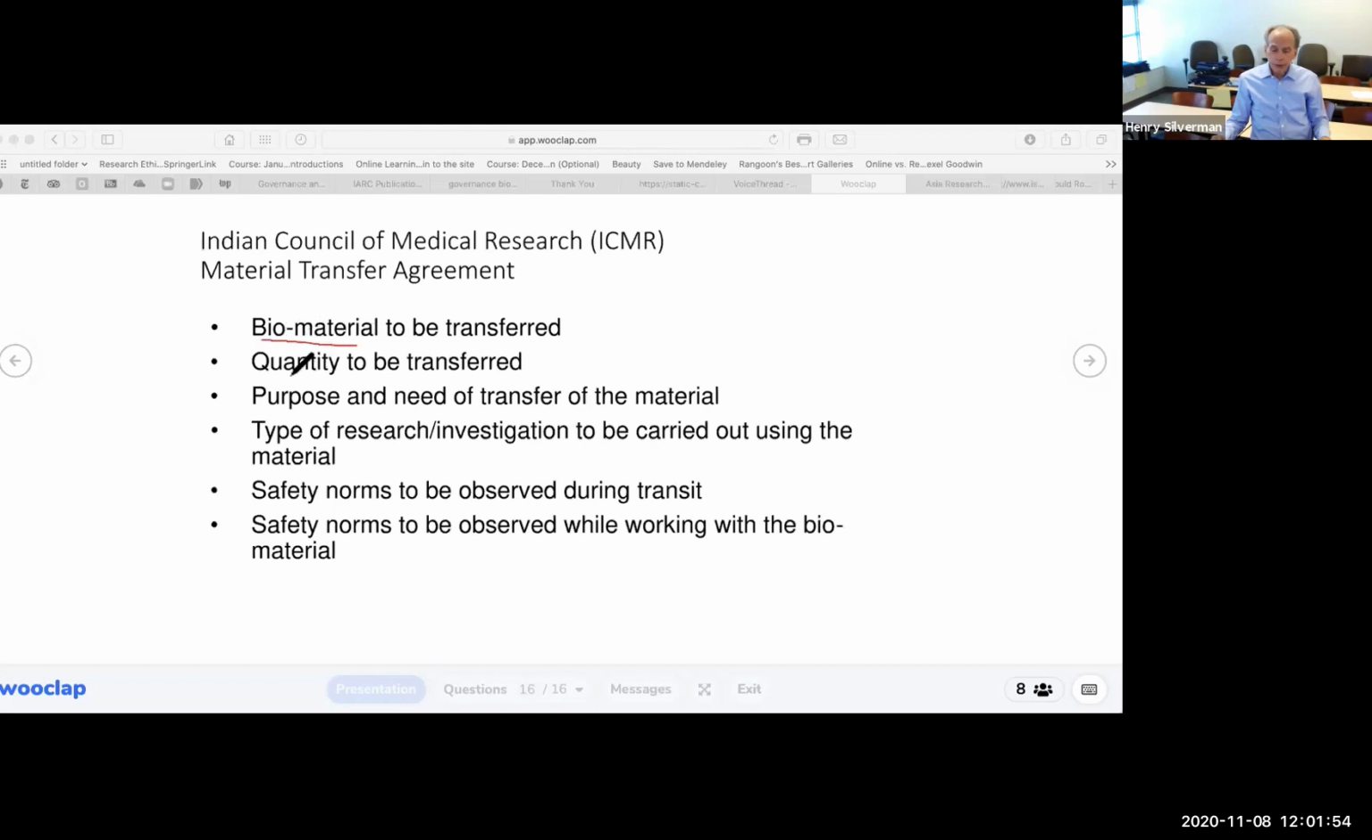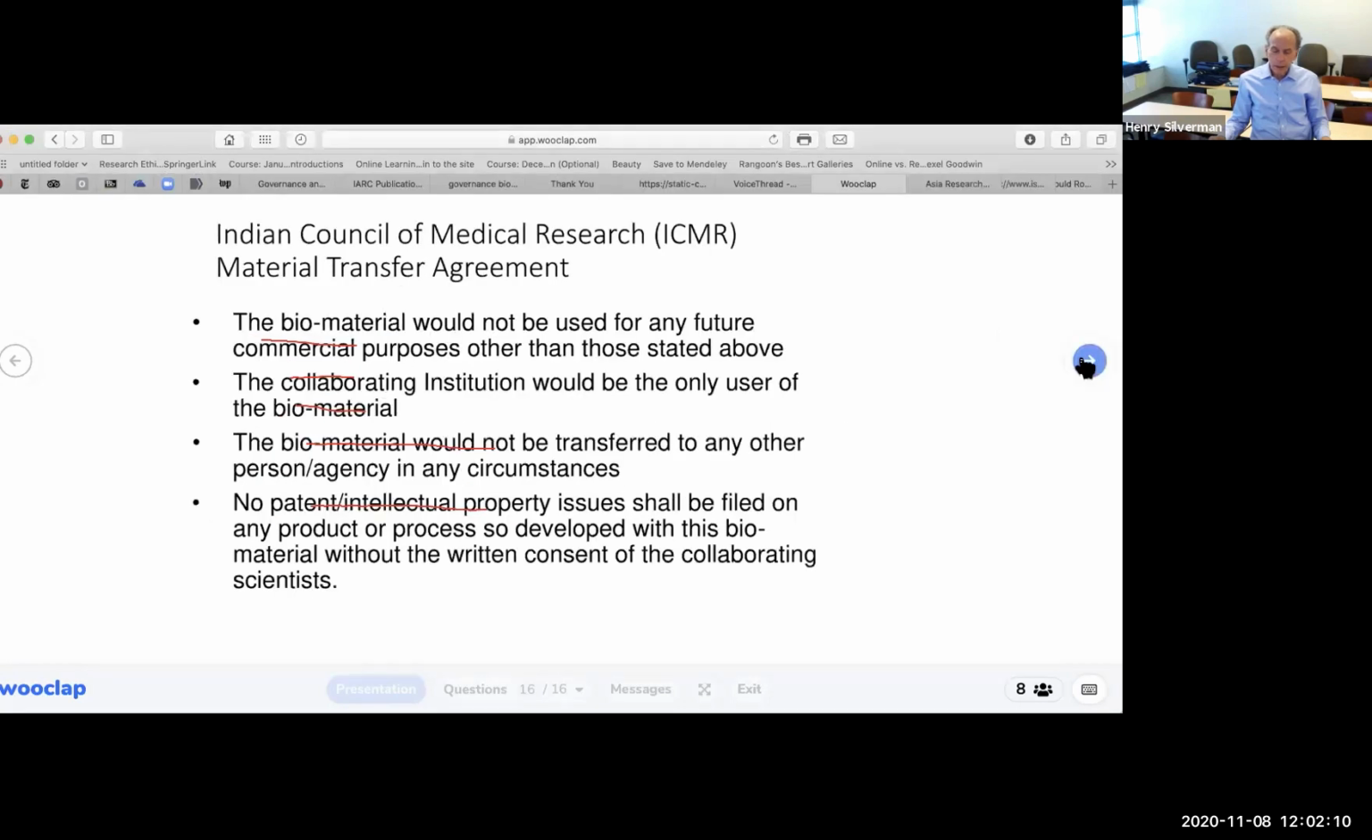And the next few slides merely list the typical items in an MTA: the biomaterial to be transferred, the quantity, the purpose, the type of research, the safety norms to be observed in the transfer agreements, other stipulations, whether it can be used for commercial purposes other than those stated in the agreement itself, whether there will be other users besides the collaborating institution.